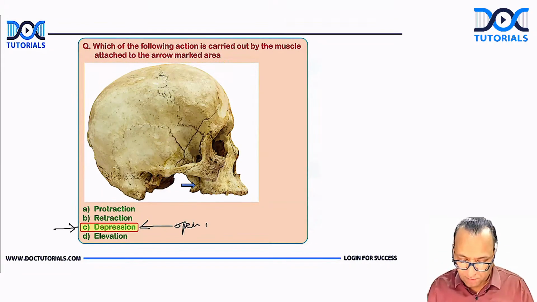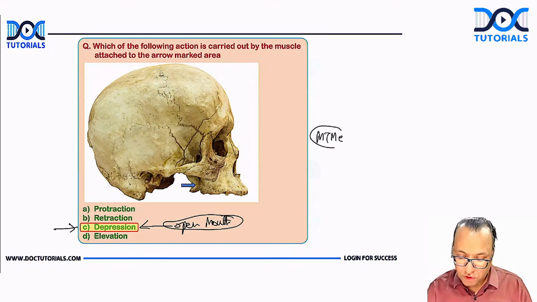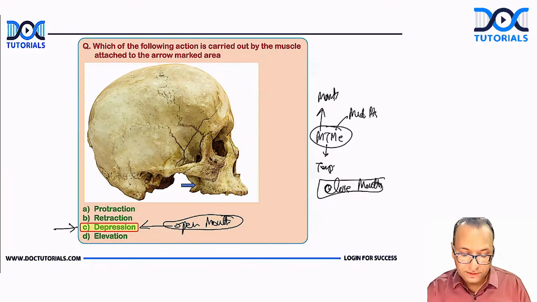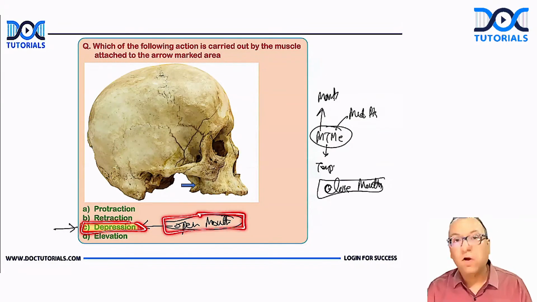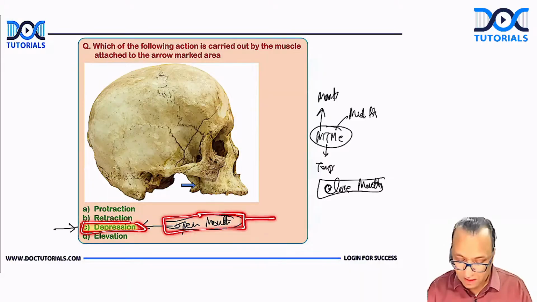So you want to open the mouth, and for that, the other muscles, if you look at them, they are the MTM elevators. What do you mean by MTM elevators? Maybe it is the masseter, or the temporalis, or the medial pterygoid. They are going to close the mouth. If you want to close the mouth, you can use the MTM elevators, which elevate the mandible. This lateral pterygoid is actually antagonizing those three muscles by depressing the mandible to open the mouth.